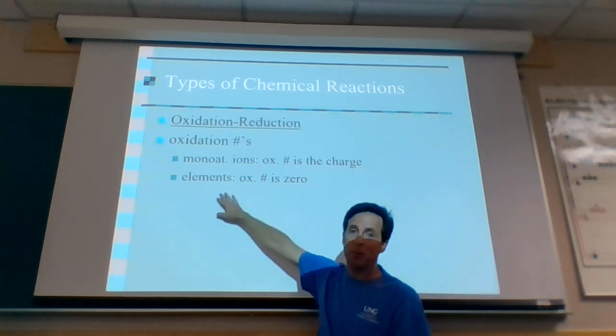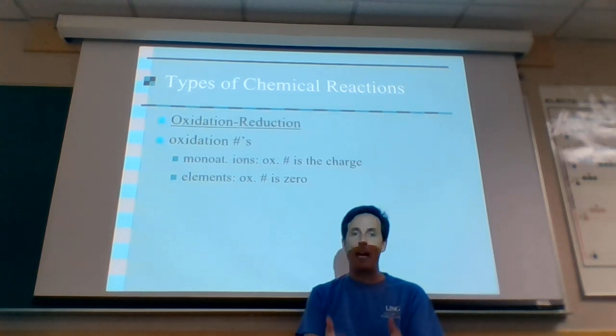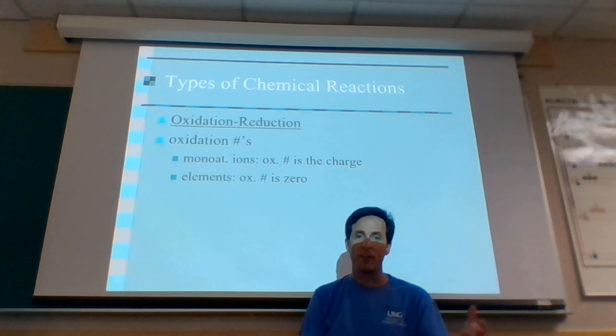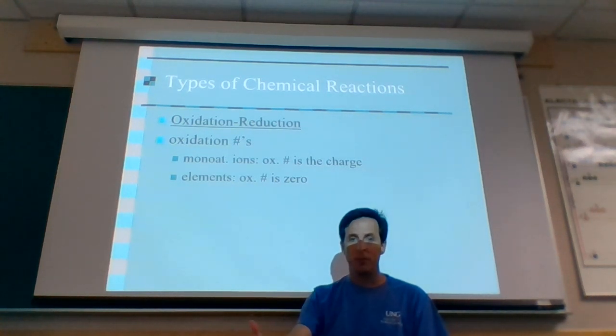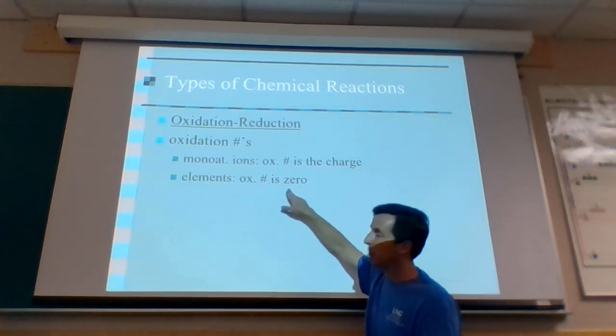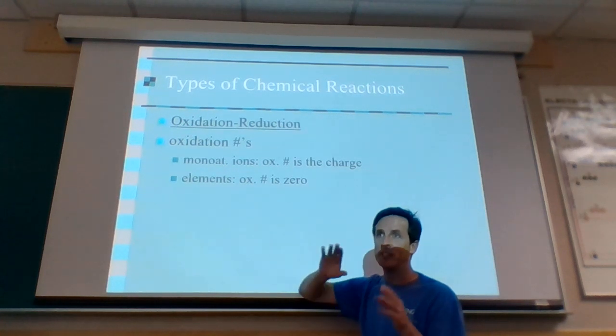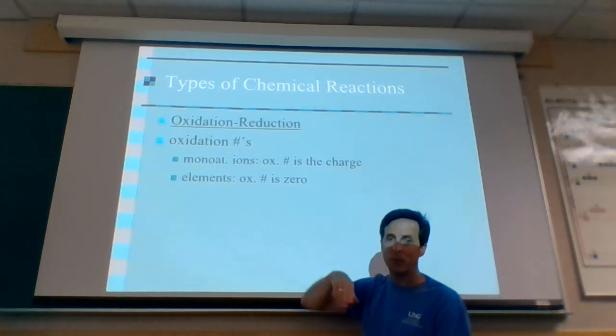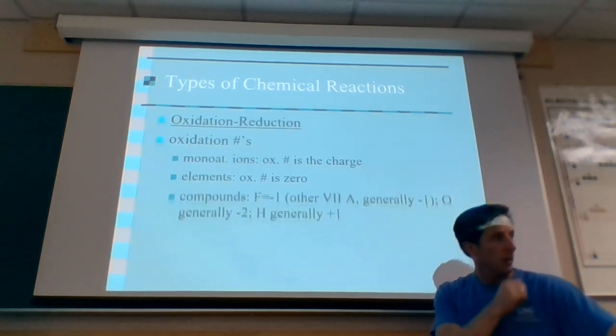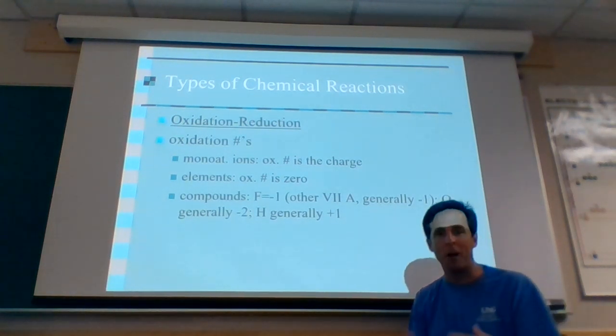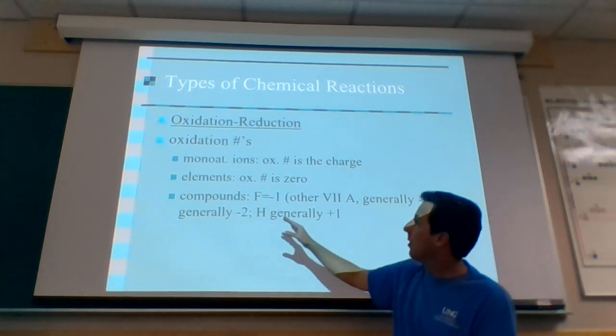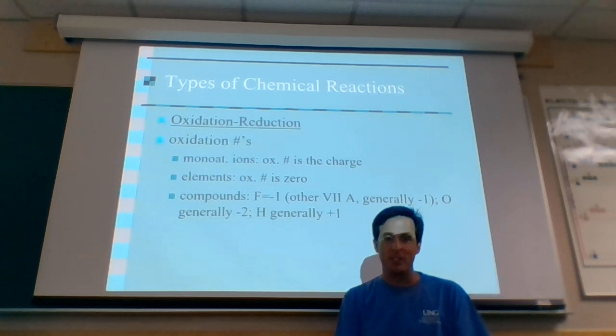If I have a pure element, like oxygen gas, or a piece of iron, or a piece of sodium, the oxidation number will be 0. Any pure element in its normal form, the charge is going to be 0. And then when I form compounds, I have some general guidelines that I usually follow.